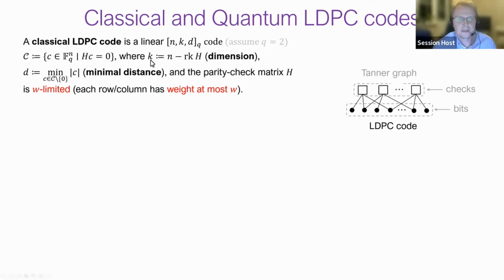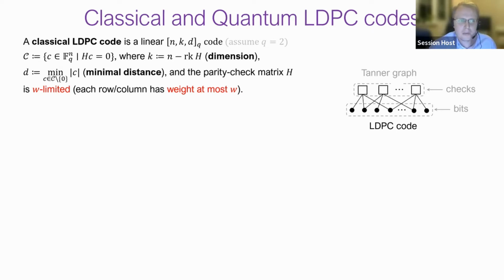As for any linear code, we have standard parameters like the length of the code, the number of bits. We have the dimension of the code, the number of useful bits, and we also have a very important parameter called the minimal distance. It tells you how many errors your classical code can correct.